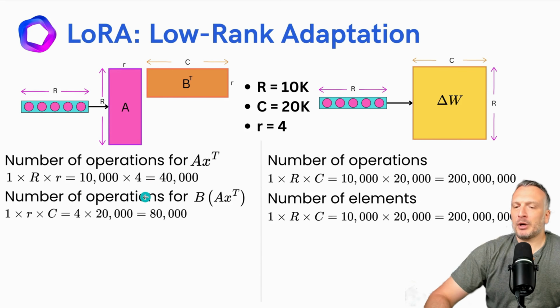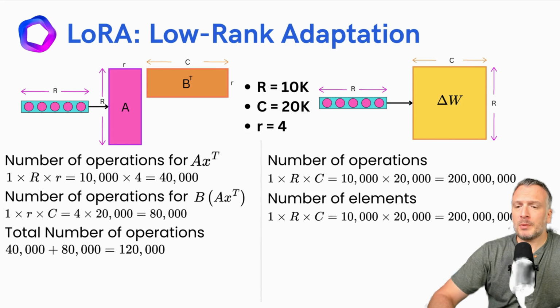Now let's compute the number of operations that we have for B times the resulting matrix that is coming from A times X. So the matrix coming from the operations A times X has dimensions of 1 times lowercase r. So 1 is the dimension of the vector, and A mapped from capital R to lowercase r. So now the dimension of A times X is equal to 1 and lowercase r. The input dimension to B is lowercase r, and the output dimension of B is capital C. So the number of operations for this product is equal to 4 times 20,000. This is equal to 80,000.